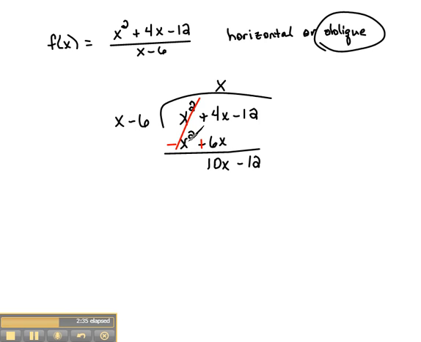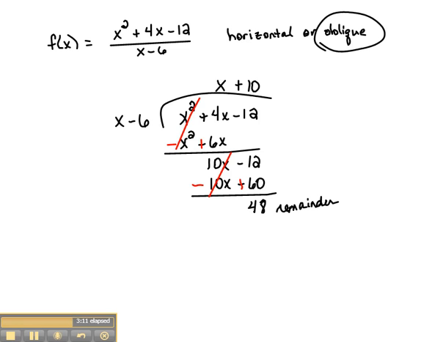Now, what times x will give us 10x? Well, that would have to be a positive 10. And then we multiply diagonally again. So 10 times x minus 6 would be 10x minus 60. And rather than subtracting, we're going to change our signs and combine like terms. 10x minus 10x is nothing, that's gone. And a negative 12 and a positive 60 would be a positive 48. Now remember, this is our remainder if we were just doing plain old long division.